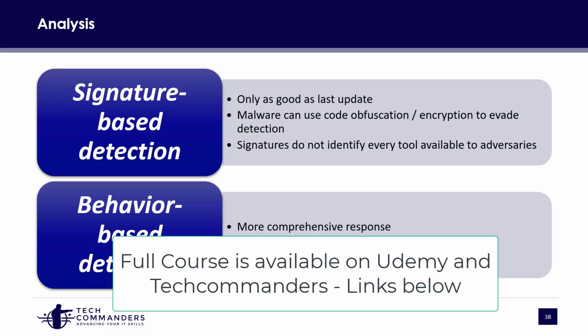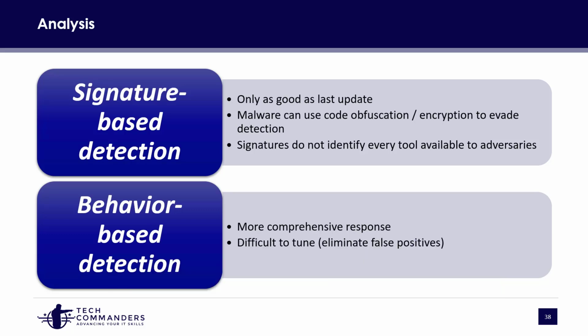The problem is that it can be malformed through any number of methods, and we could also, again, use encryption as a way to evade detection. So if we're using certain types of encryption, this may not be the best option. Because of that, we want to be aware that signatures do not identify every tool available to adversaries.